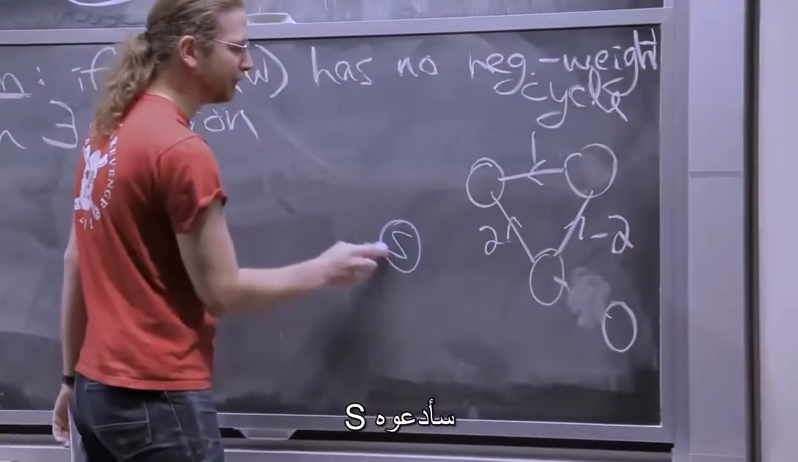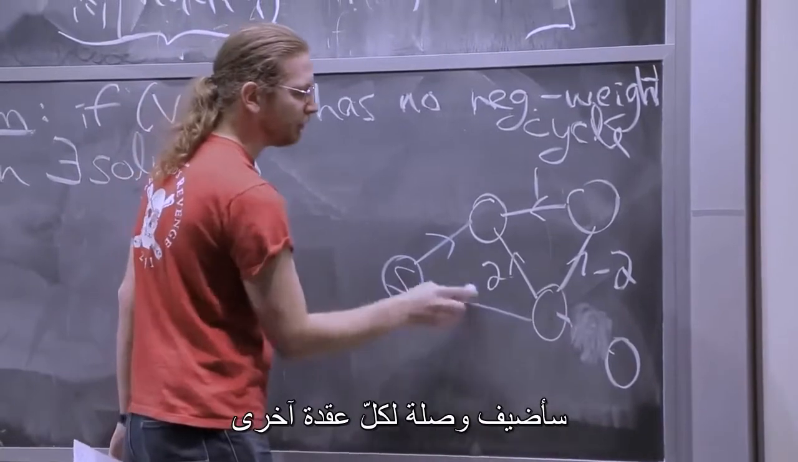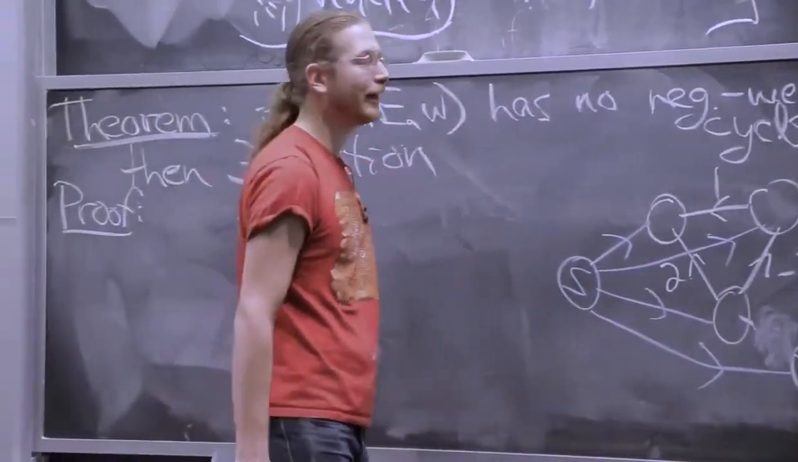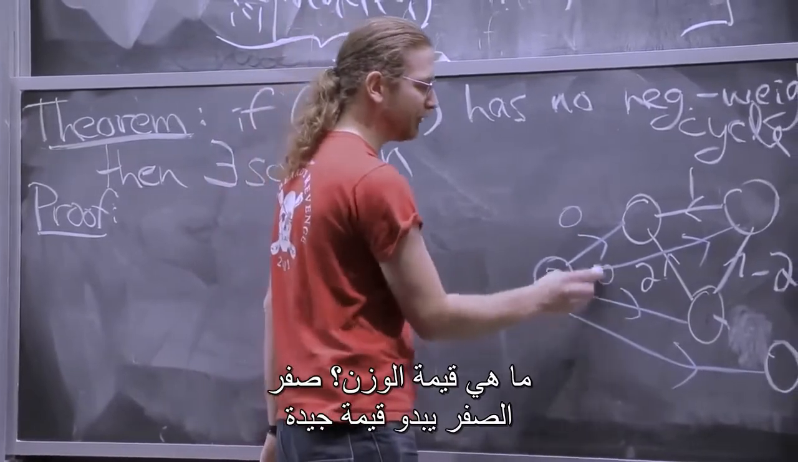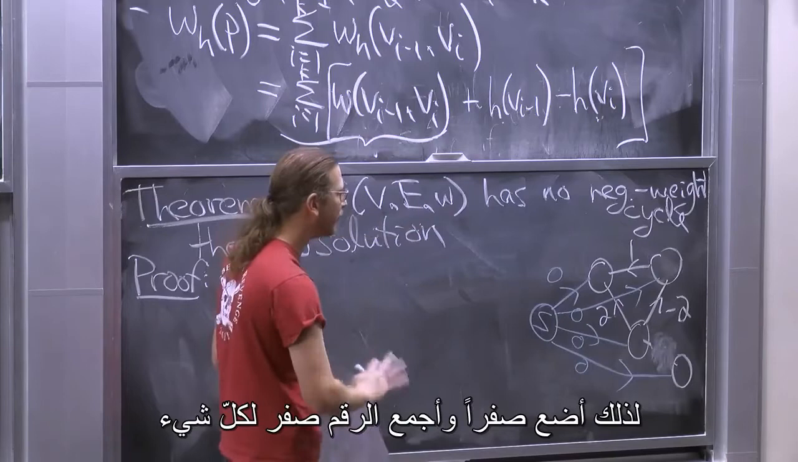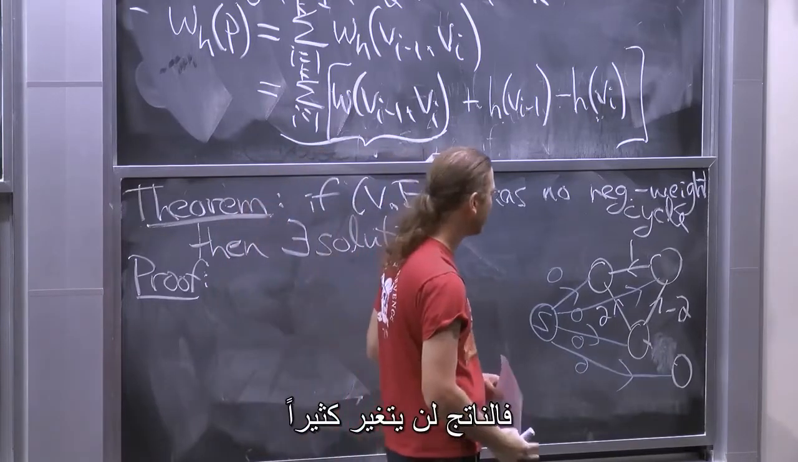Call it S. I'm going to add an edge to every other vertex. Now I can get everywhere from S. OK, what are the weights? 0. 0 sounds good. I don't want to change the weights in some sense. So if I put 0 and add 0 to everything, it's not going to change much.